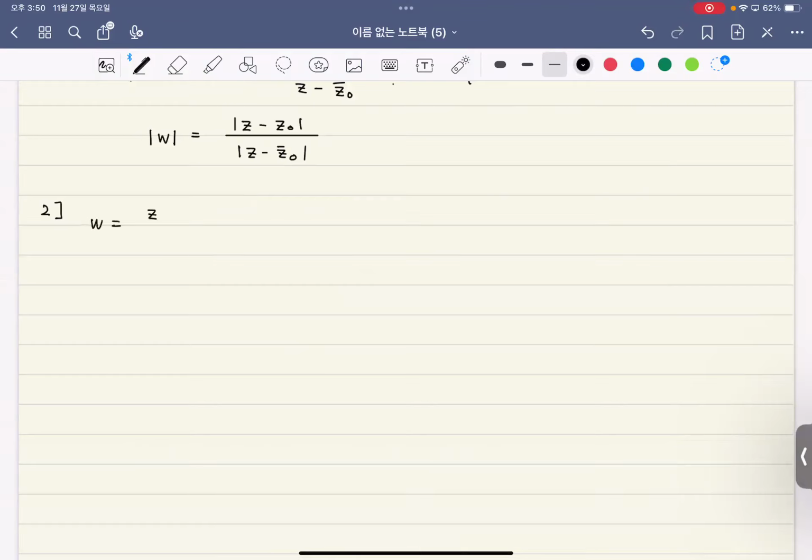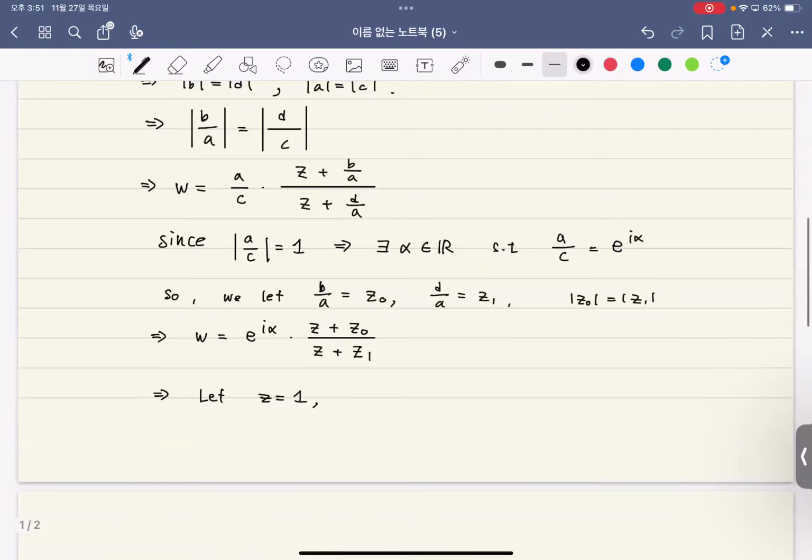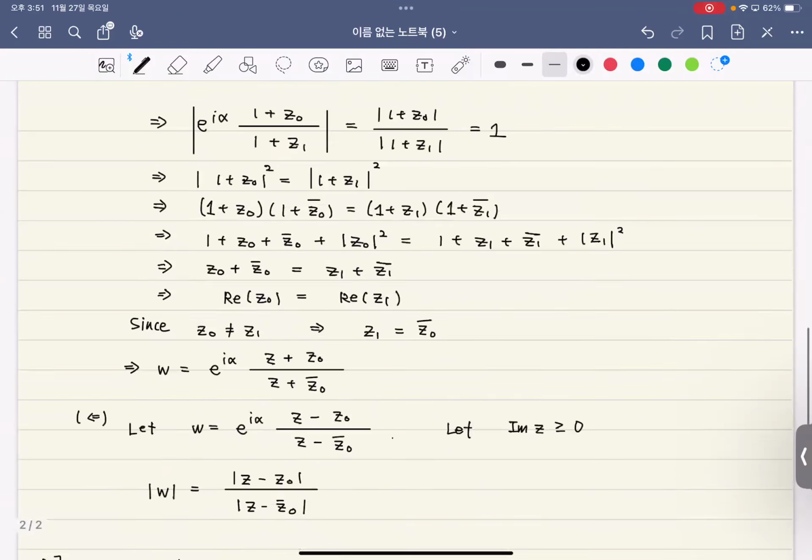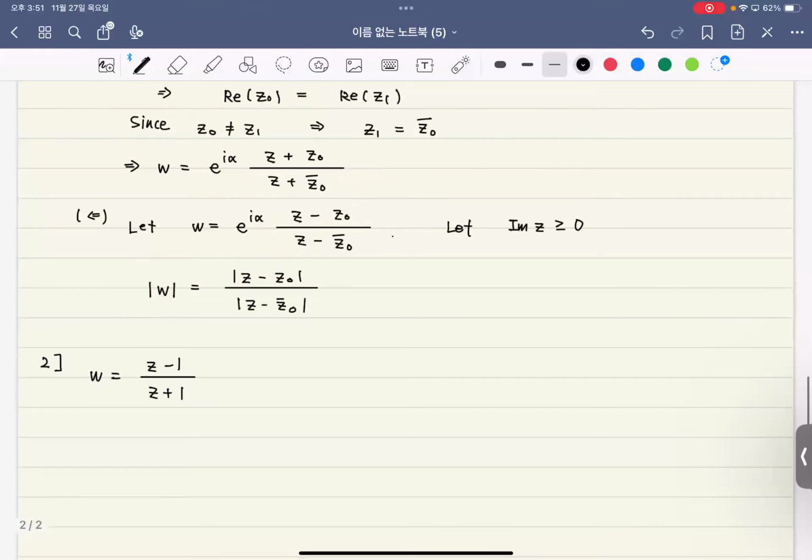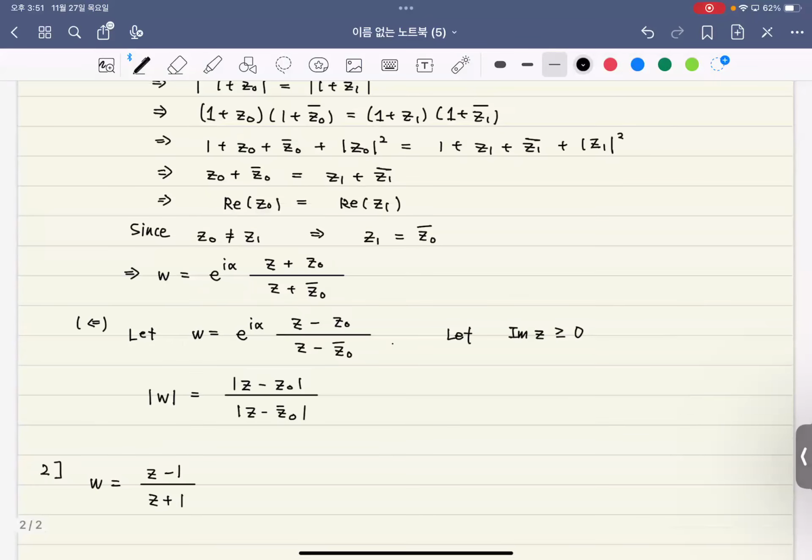The next example is this. Actually, no. Sorry, please allow me to go back to the previous discussion. I said the length of this guy is shorter than the length of this guy, but this is only true when the imaginary part of my point z0 is greater than 0, right?